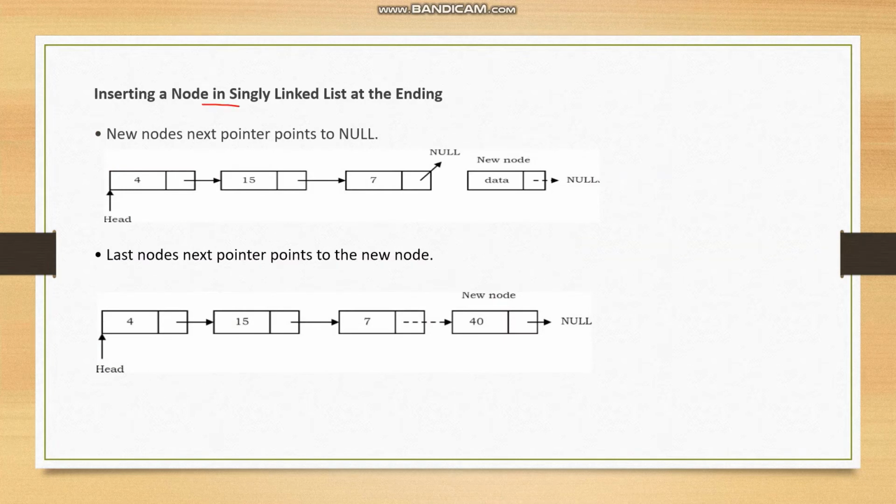Insertion at the ending. In that case, what will be happening? We will have to traverse to the end of the linked list, and as we encounter null, we will find that it's the end of the linked list. Then we will create a new node, and point the next of that node to null, and we will point our current node to that node. So yeah, as you can see here.